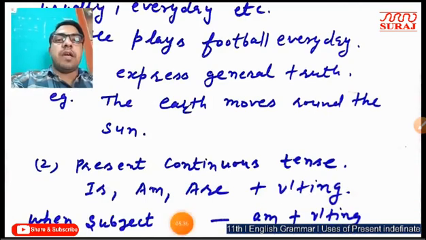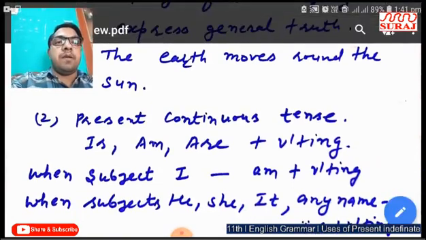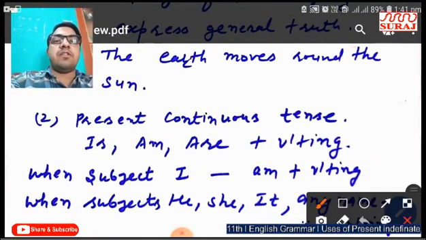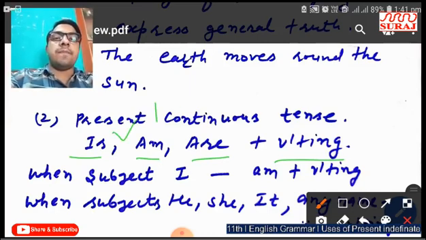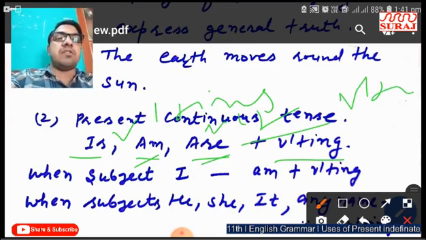Now I am going to tell you about present continuous tense. These are the helping verbs of present continuous: is, am, are along with first form plus ing. When you find is along with first form plus ing, am along with first form plus ing, or are along with first form plus ing, you can easily say that present continuous tense is used in this sentence.